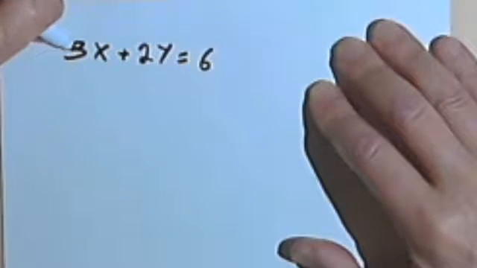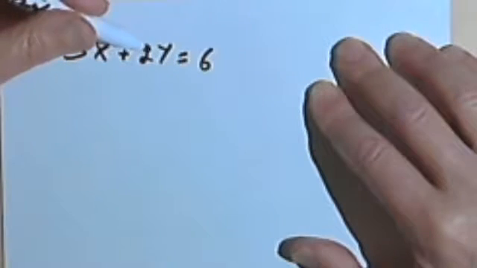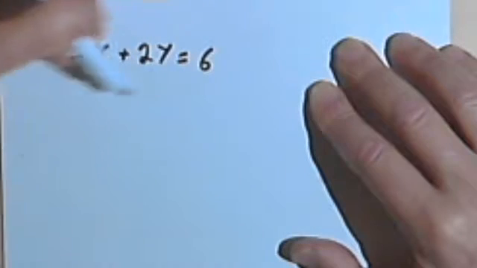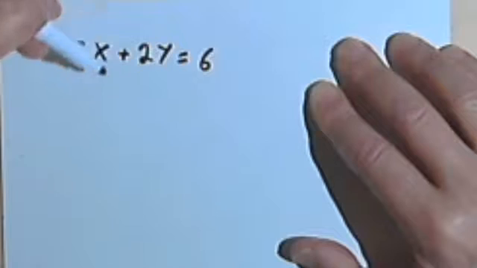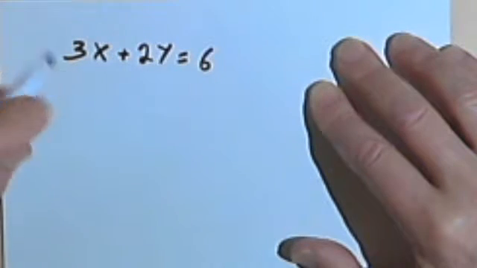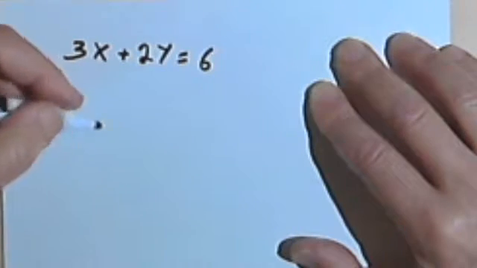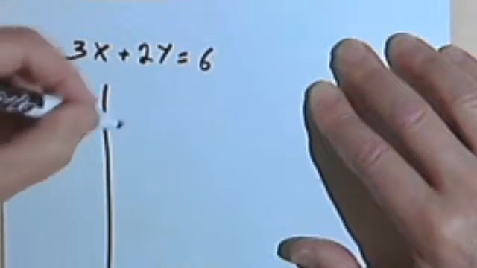So let's say we've got this equation, 3x plus 2y equals 6, and I have to graph it. Well, I could change the form of the equation around so I've got the y all by itself, and then I could make a table of values and figure out what the x and the y are in a number of places and connect them with a line. But let's do it a little bit differently.